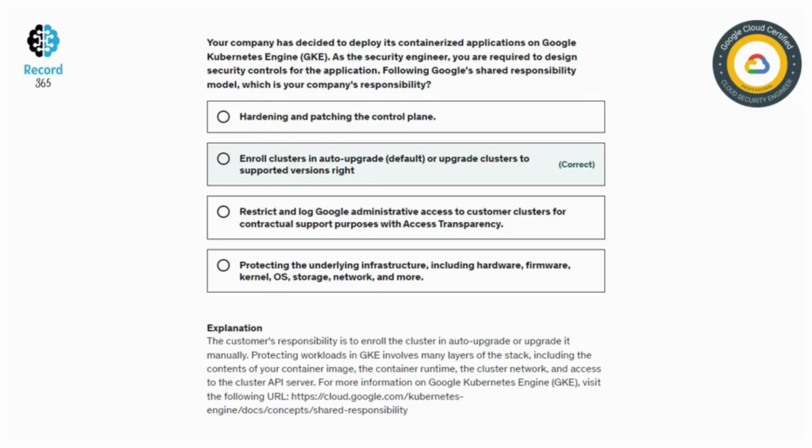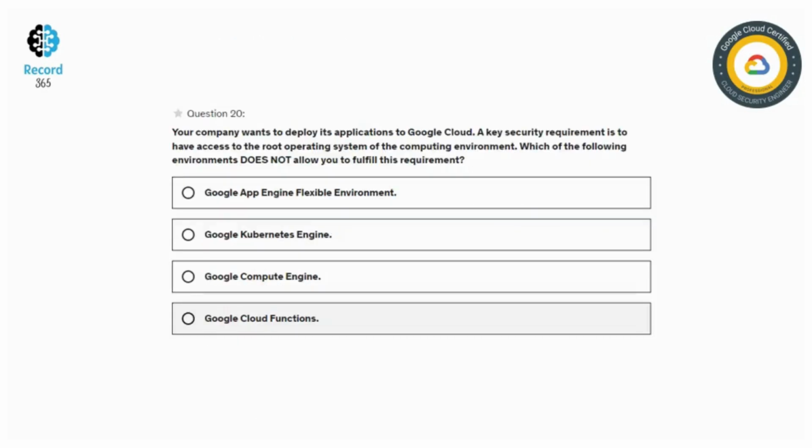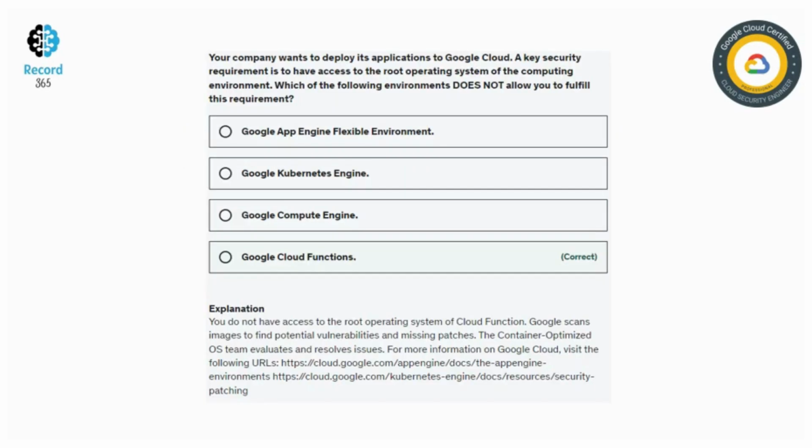The next question is, your company wants to deploy its application to Google Cloud. A key security requirement is to have access to the root operating system of the compute instance. So, which of the following environments does not allow you to fulfill this requirement? And the right answer is Google Cloud Functions. And the explanation is that you do not have access to the root operating system of the Cloud Function.